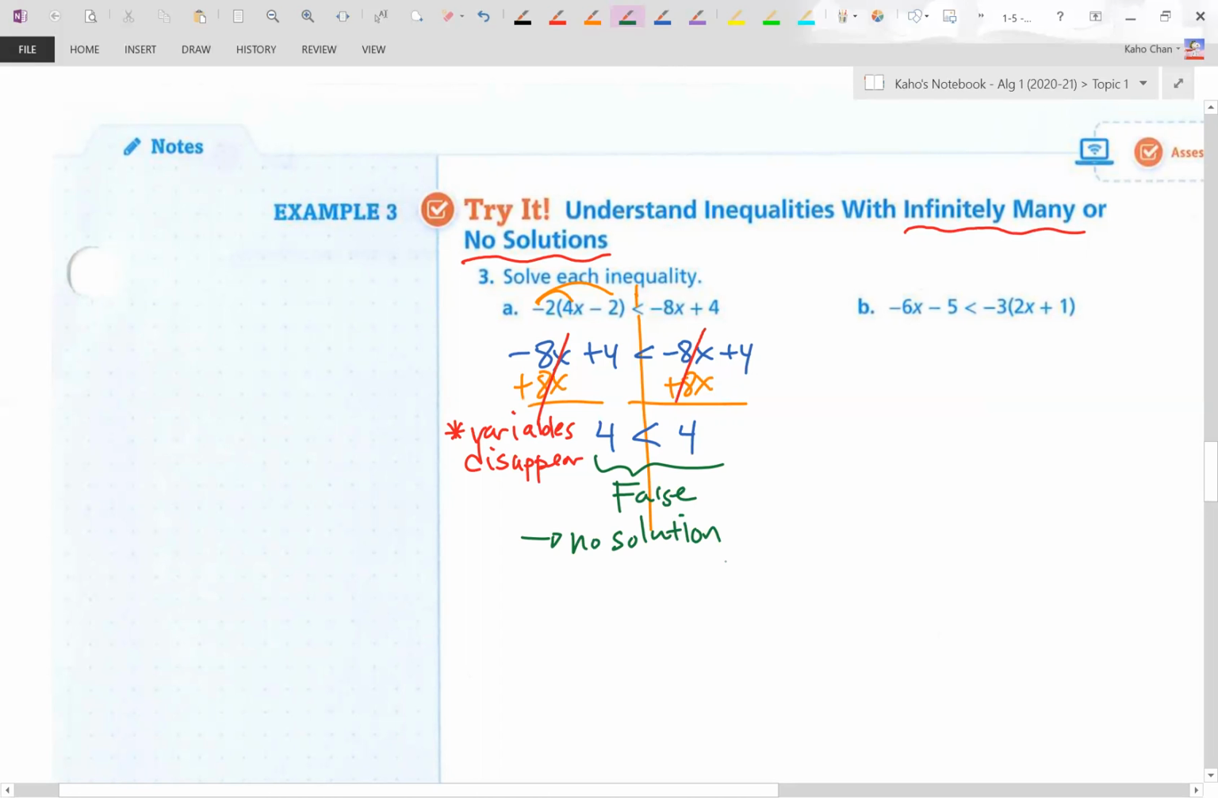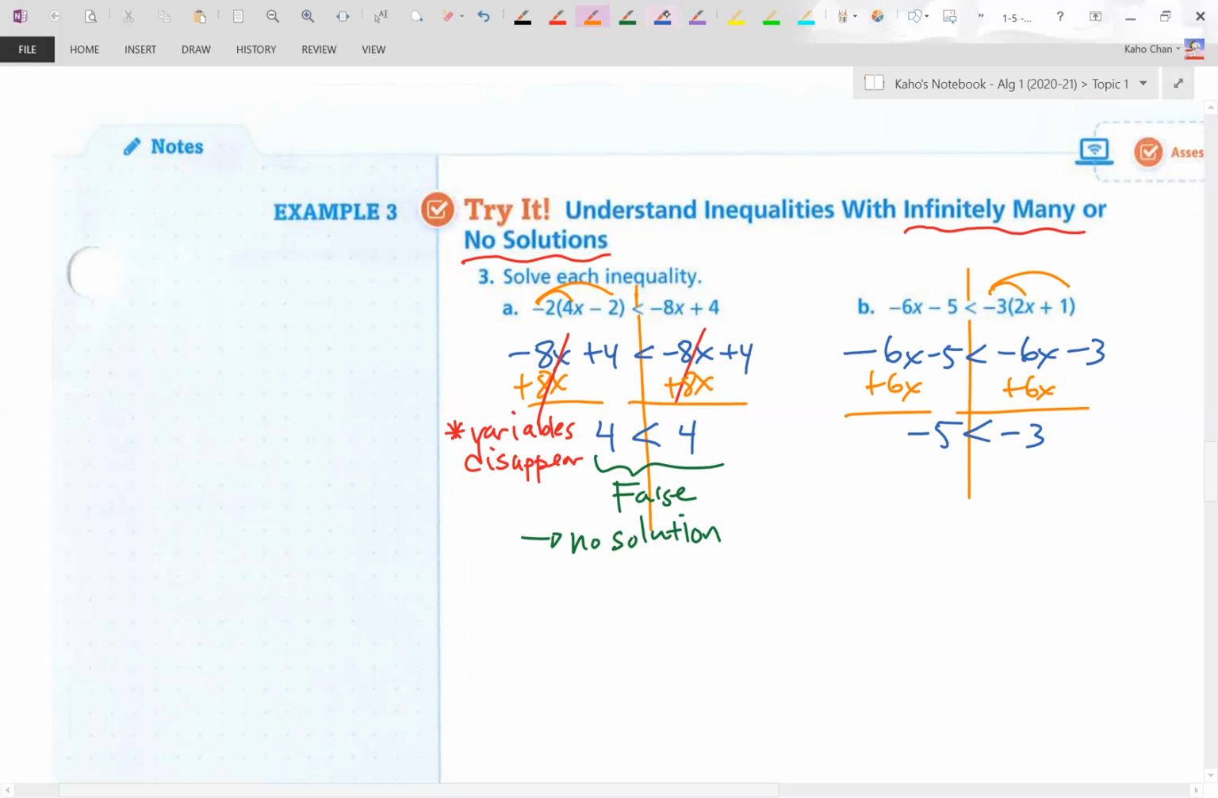Over here on the other side, distribute the -3. Let's see what we get. Negative 3 times 2x is negative 6x. Negative 3 times 1 is minus 3. If you add 6x to both sides to try to combine them together, they both disappear, leaving with a negative 5 is less than negative 3. Yeah, negative 5 is less than negative 3. This is true. Definitely true. In fact, no matter what you plug in, it'll all be true. Infinite solutions.